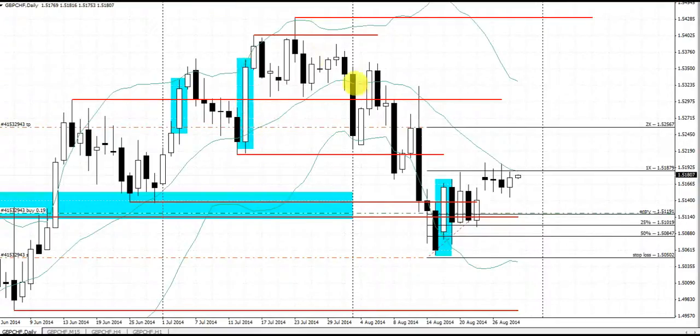What happens when we get to this level again? Another large candle. Okay, looking at this black candle, and then we move back with another large candle, and we break down with another large candle. So a lot of action at this area.